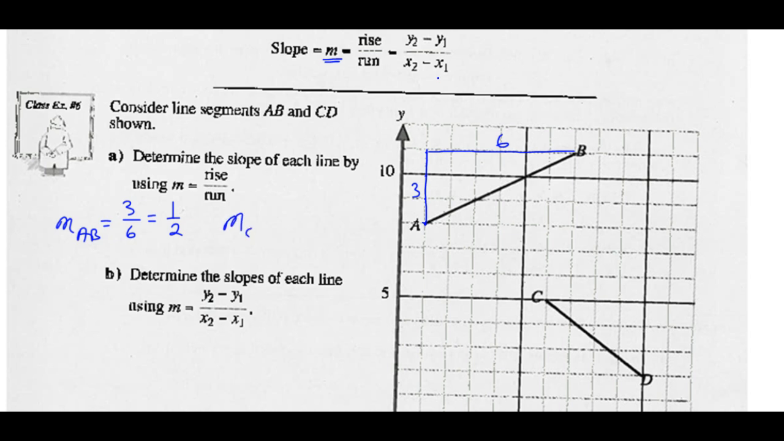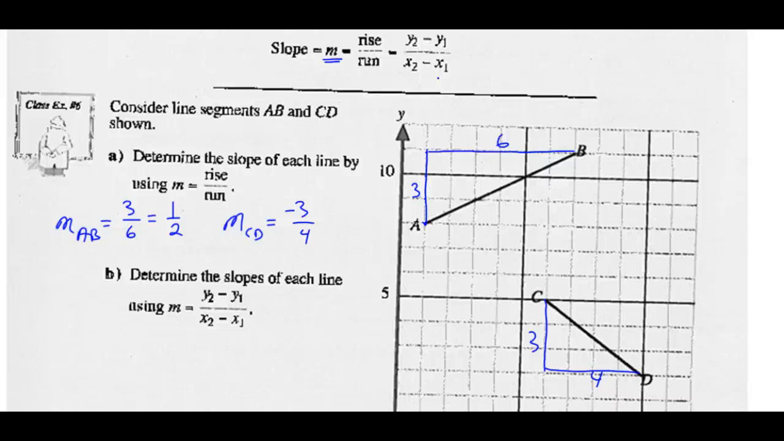Slope of CD, well, from C we're not actually rising to get to D, we're actually falling. So if we're going to fall 3 units, we're going to run 1, 2, 3, 4 units. My rise is 3, my run is 4, but I'm not really rising to go from C to D, I'm actually falling. So that's actually a negative slope. Lines that fall to the right or rise to the left are considered negative sloped lines.